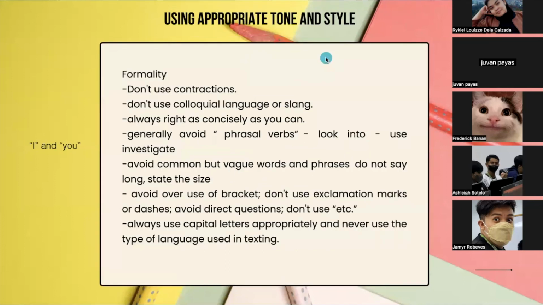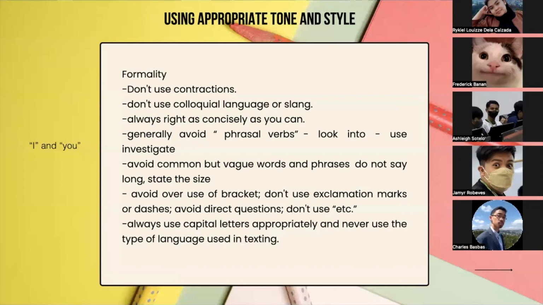Lastly, we've been discussing formality rules in writing formally for the past weeks now. I know these are just a quick review for you. Formality: do not use contractions. I'm sure by now you already know what contraction means. Like this, don't use that apostrophe T. You have to spell it out. Do not use contractions. Don't use colloquial language or slang.